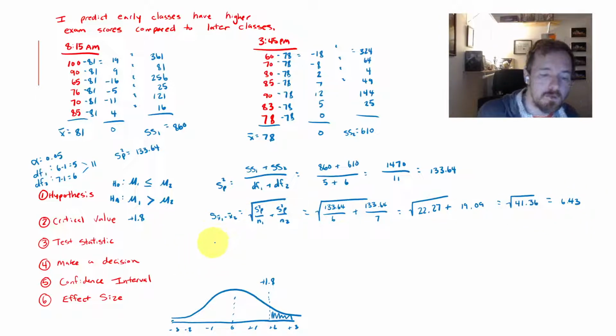Congratulations, folks. We are almost home. So now we want to find our t-obtained value, and that is going to be equal to the mean of the first group subtracted by the mean of the second group divided by the standard error.